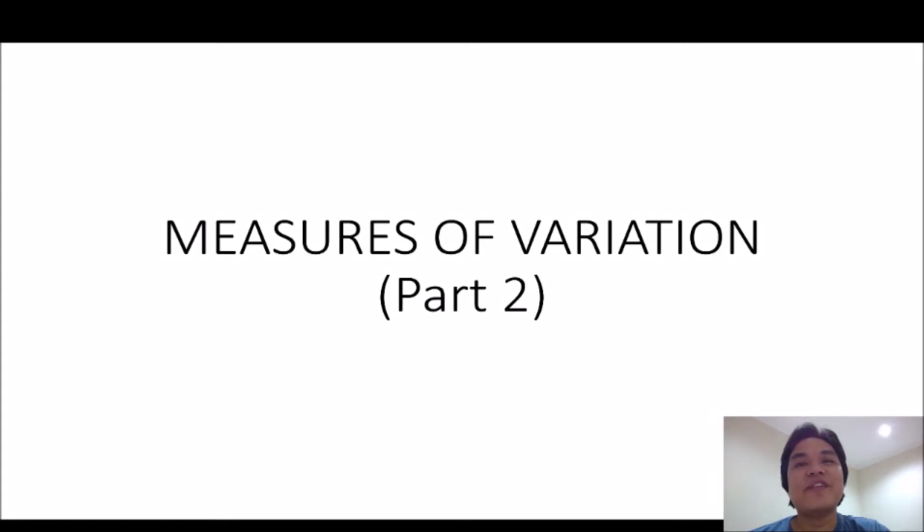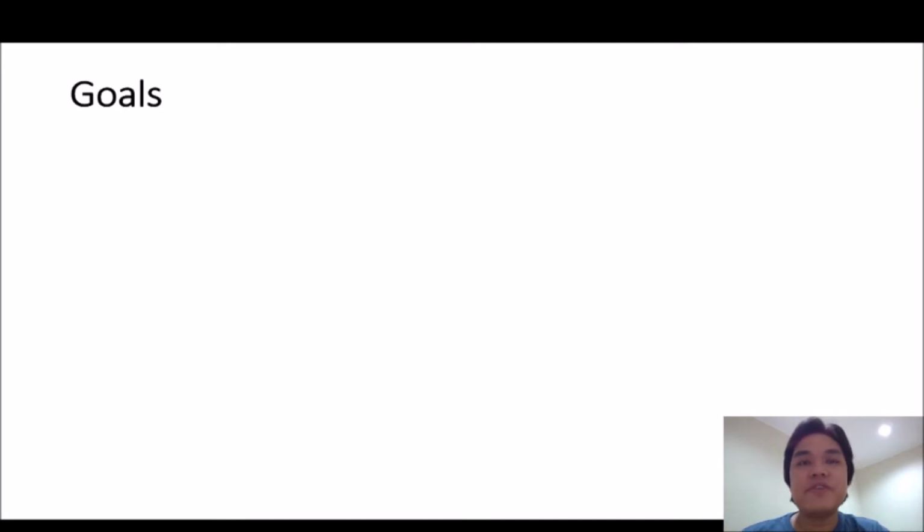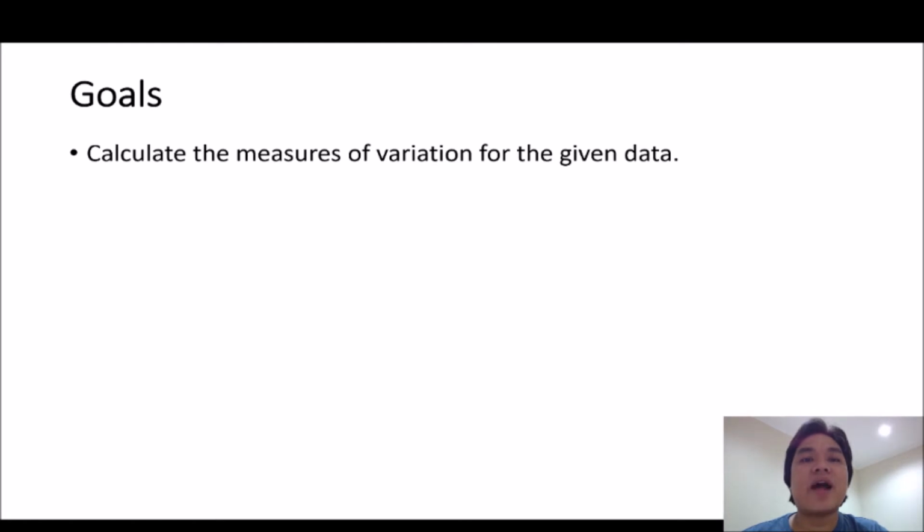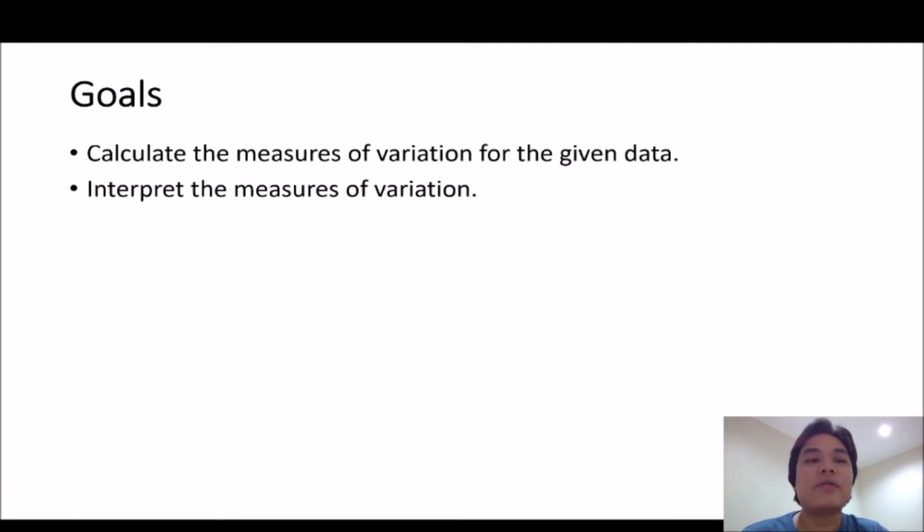Hi everyone, so today we're going to continue our discussion about measures of variation. In the last video, we already discussed range and interquartile range. For the second part of my lecture, we'll talk about variance and standard deviation. In this video tutorial, you will learn how to calculate the measures of variation for the given data, that is standard deviation and variance, and also learn how to interpret them.